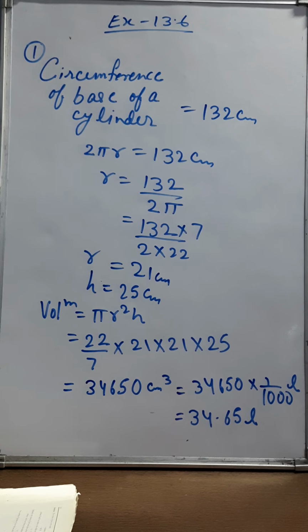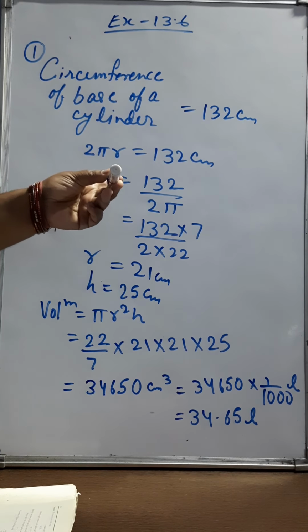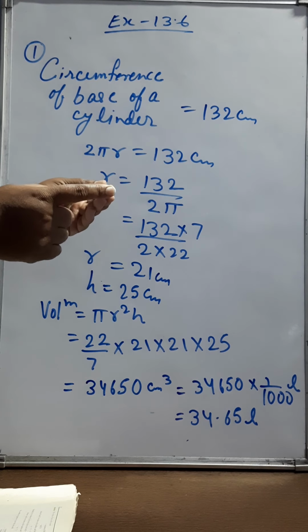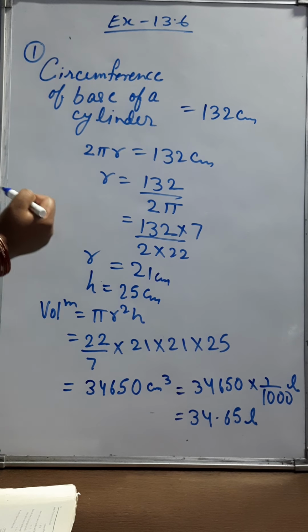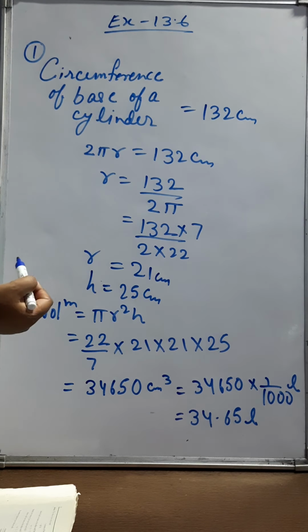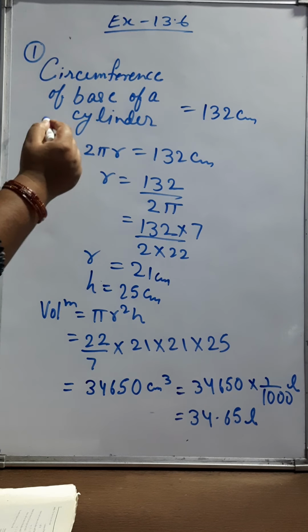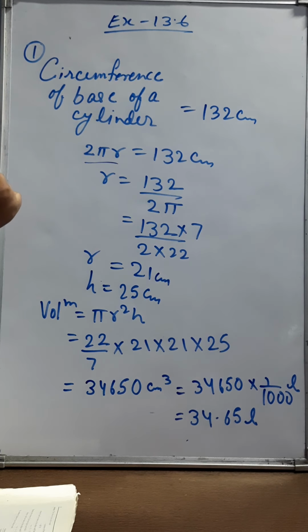Since it is the circumference of the base of a cylindrical vessel, you can see this pen is in the form of a cylinder and its base is in the form of a circle. Circle circumference is 2 pi r. So here I wrote the circumference of the base of the cylinder is 132 centimeter. This is given in the question. So on the side of circumference, 2 pi r can be substituted.